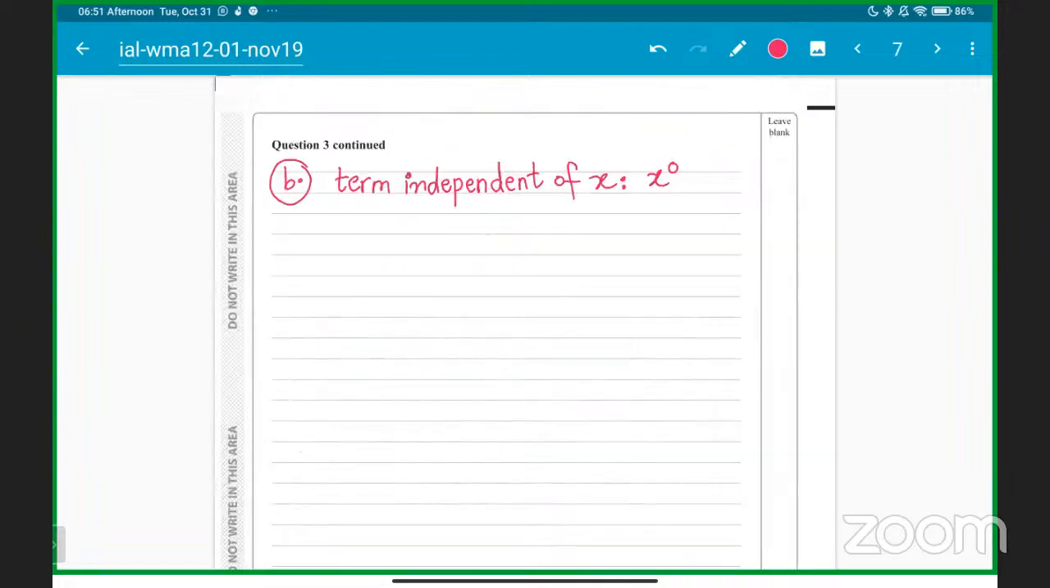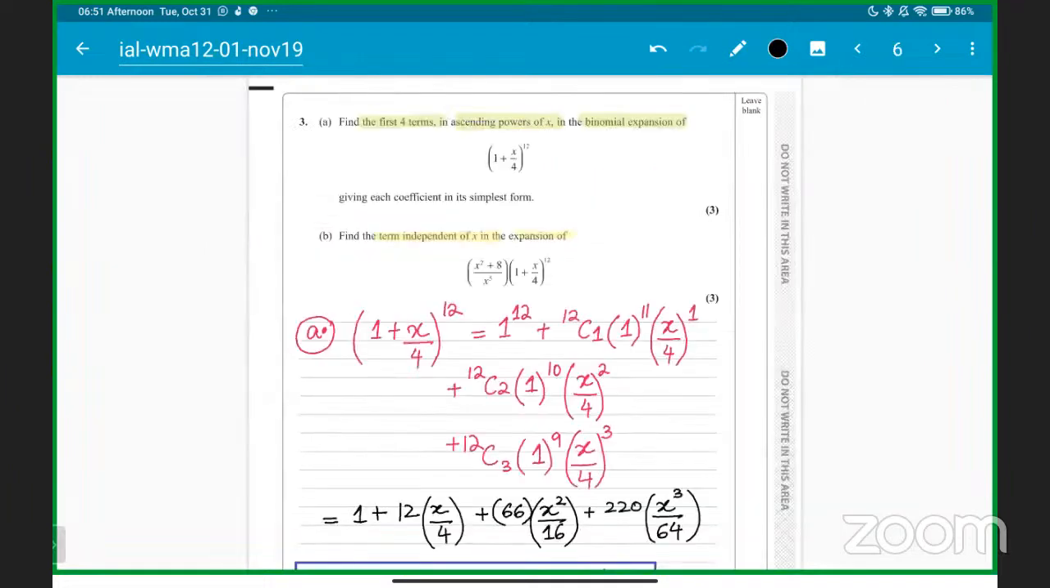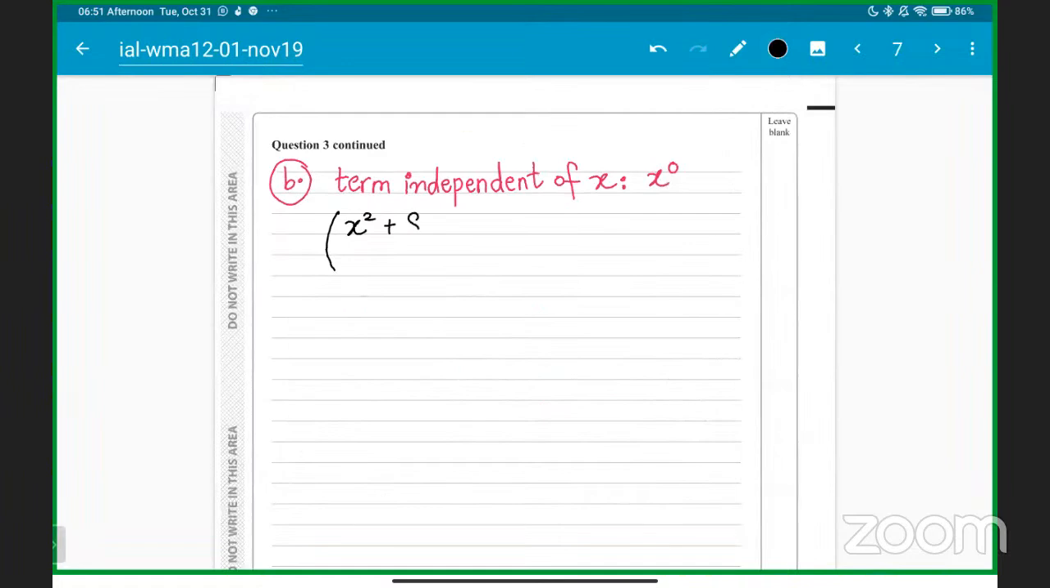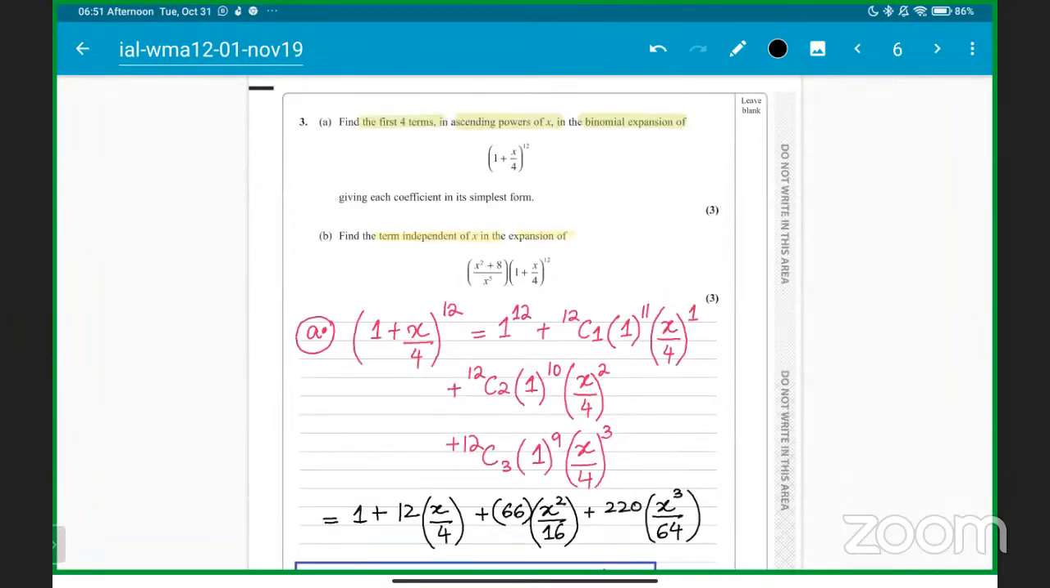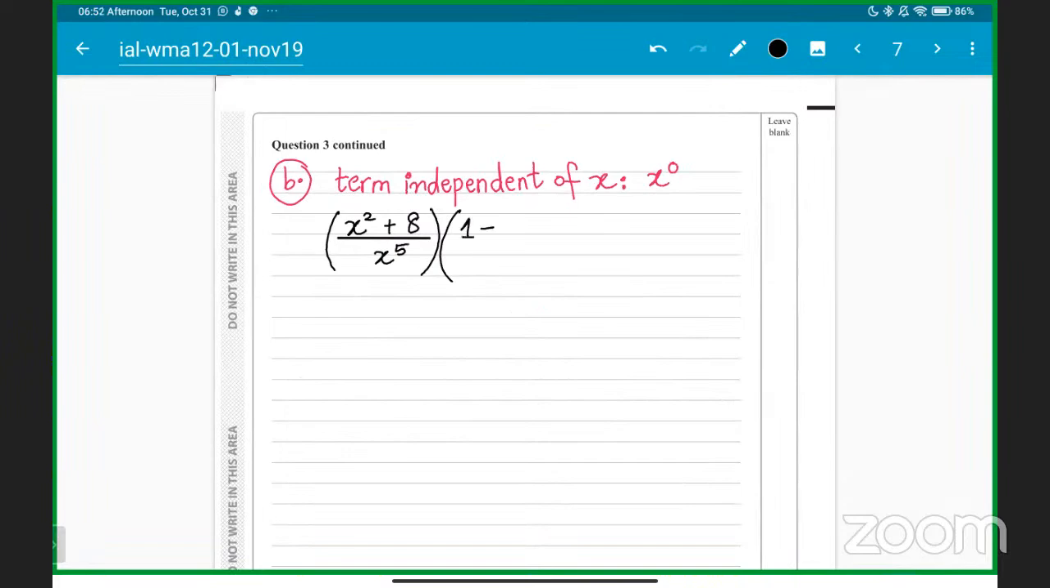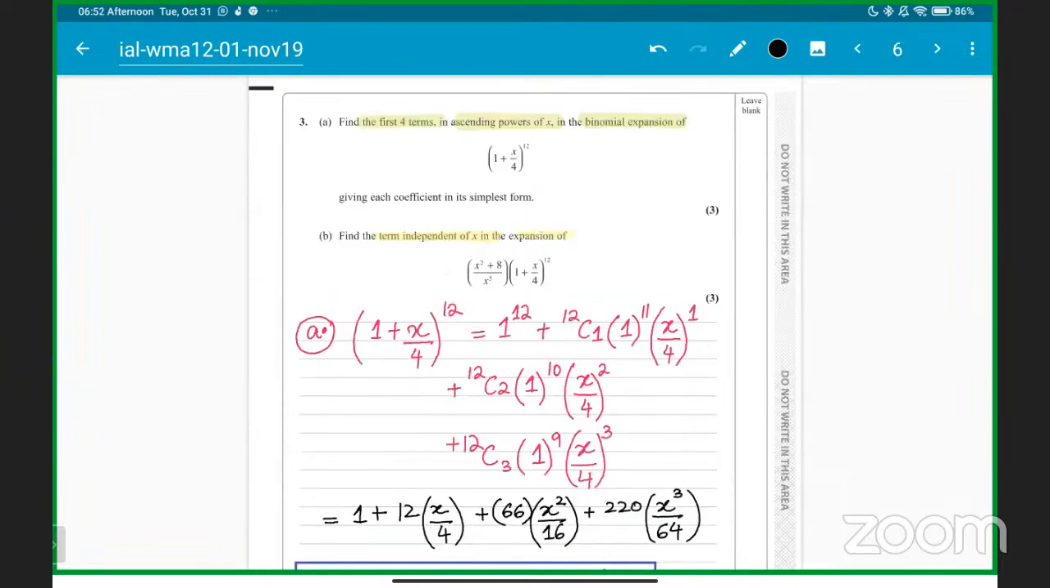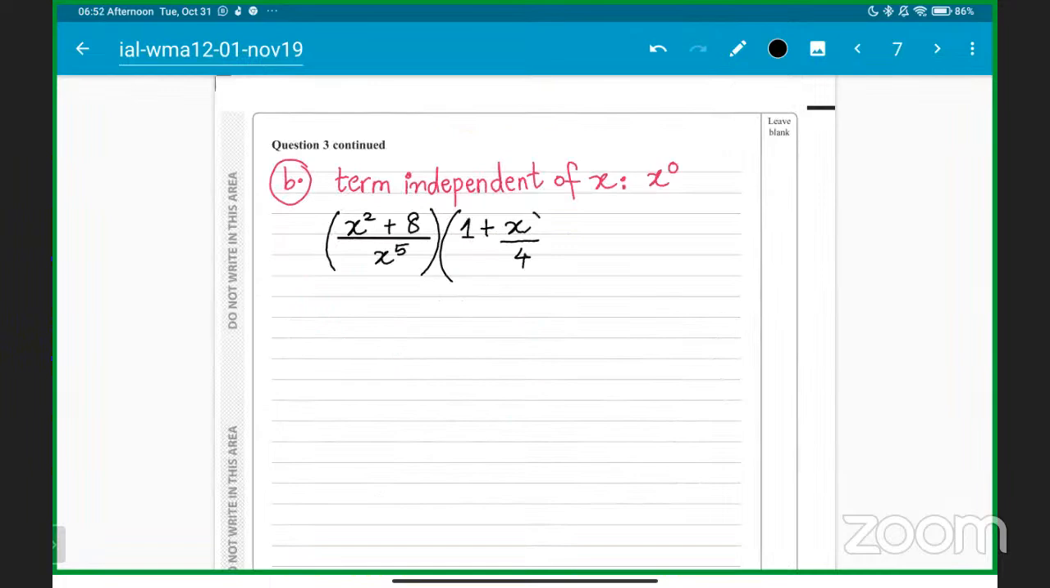So let's move forward and discuss this one. Let me know if any doubt is there. I'll repeat the question: x square plus 8 divided by x power 5, and we are multiplying it with 1 plus x over 4 divided by 1 plus x over 4 power of 12.